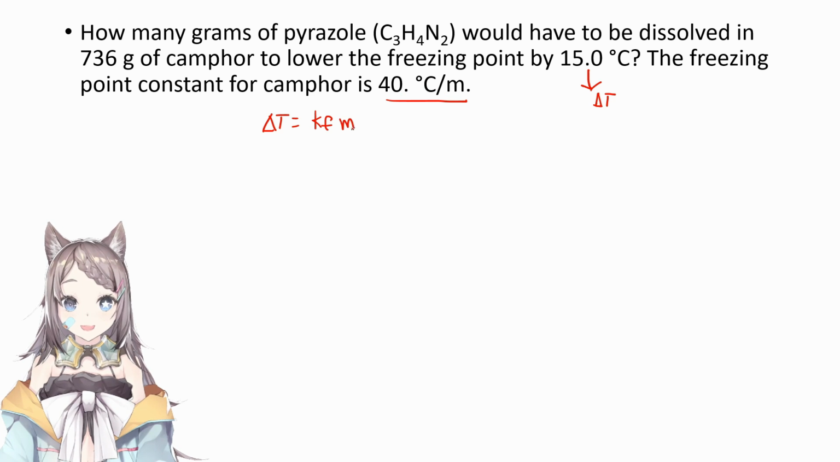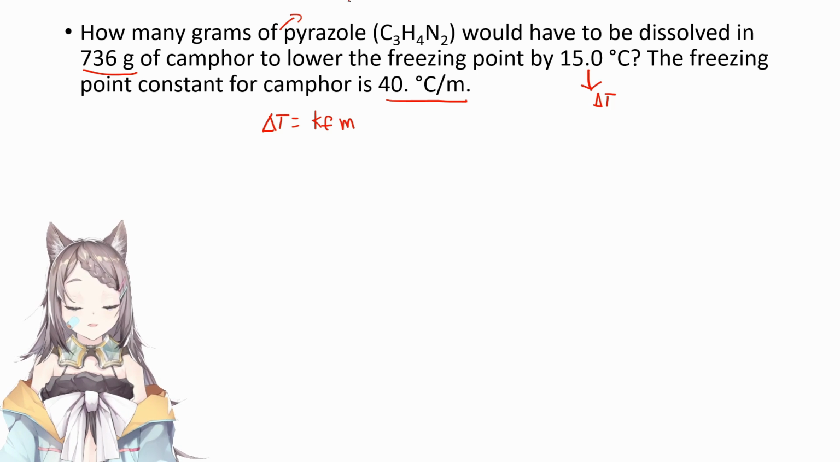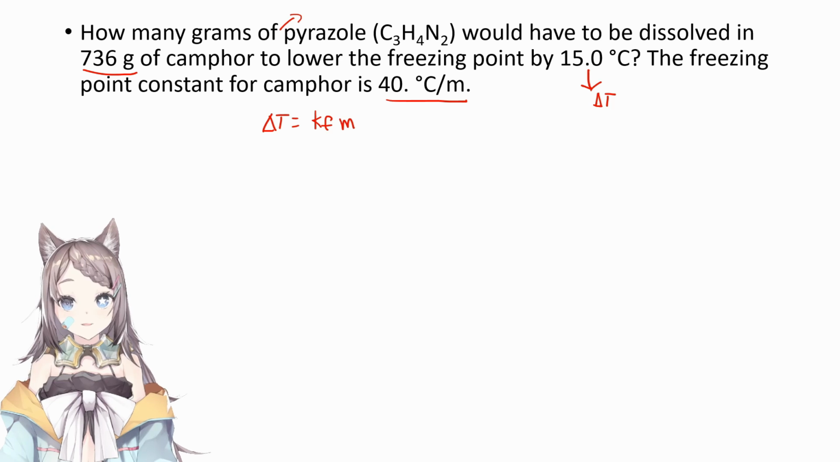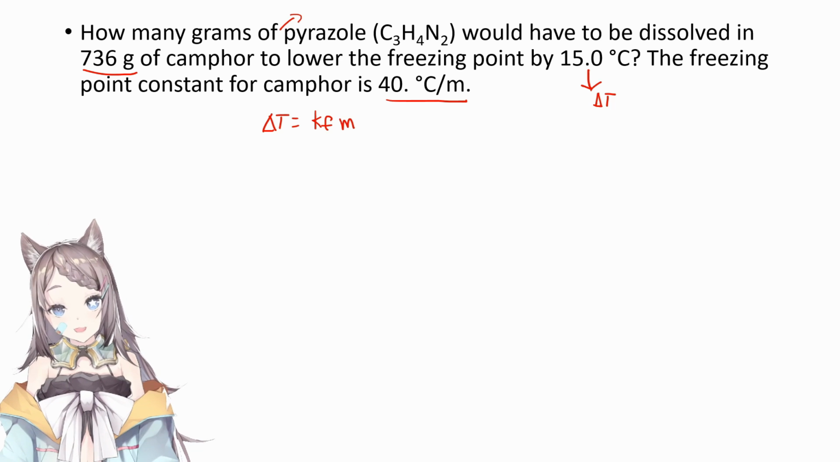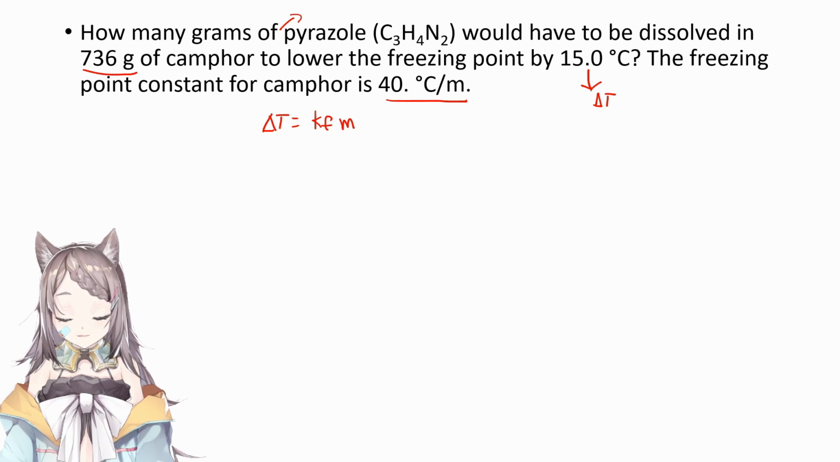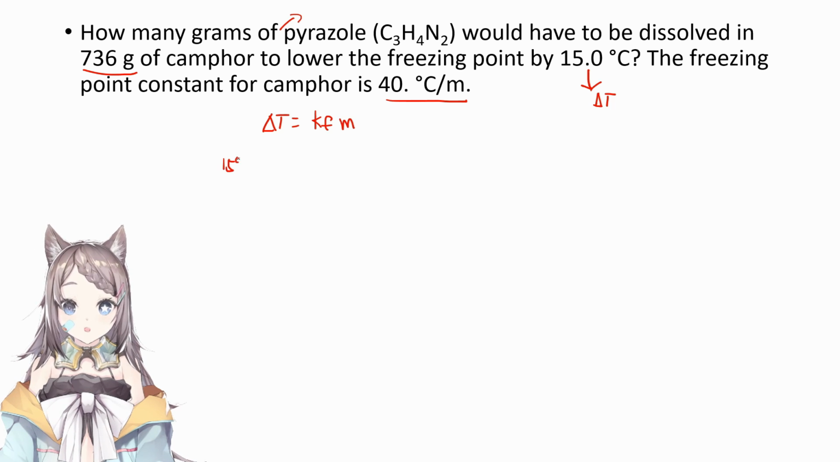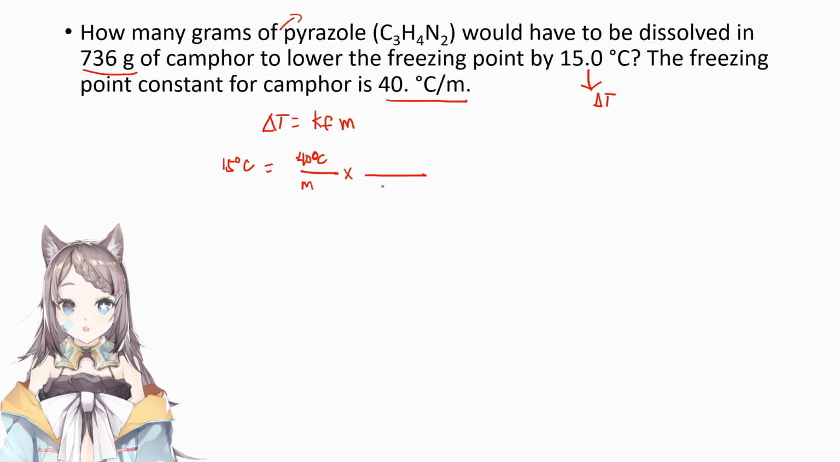We also have the grams of our solvent, and we are now looking for how many grams of pyrazole would have to be dissolved in 736 grams of camphor to lower the freezing point. So since we already have the data, let's plug it into our formula. 15 degrees Celsius equals Kf, which is 40 Celsius per molal times. Let's convert this into kilograms first. So this is 0.736 kilograms.